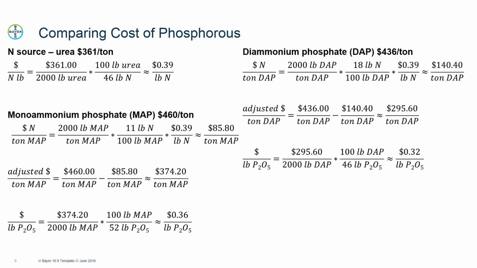We then take the adjusted value and divide that by the total pounds of P2O5 per ton of diammonium phosphate, which is 32 cents per pound of P2O5. We can now see that there is a 4 cents disparity between monoammonium phosphate and diammonium phosphate per pound, which can add up greatly over our total acres.